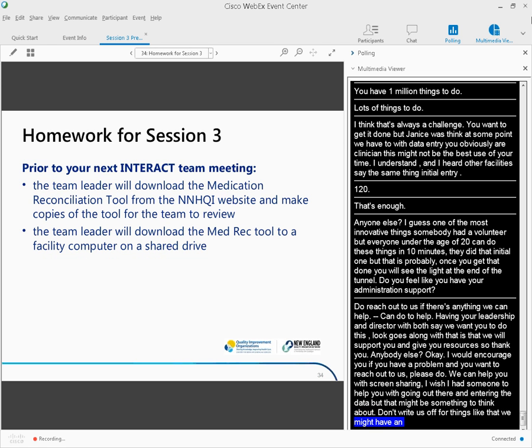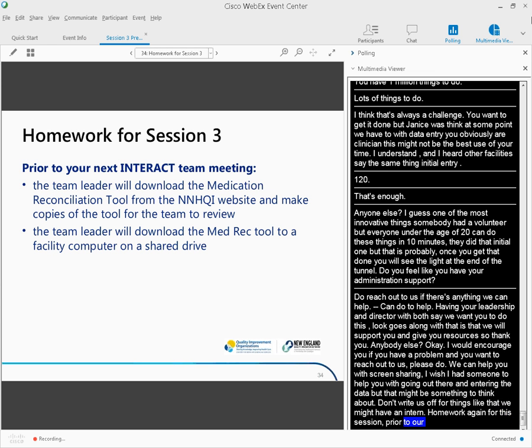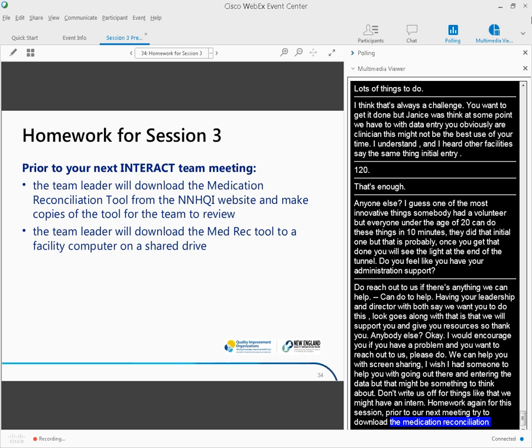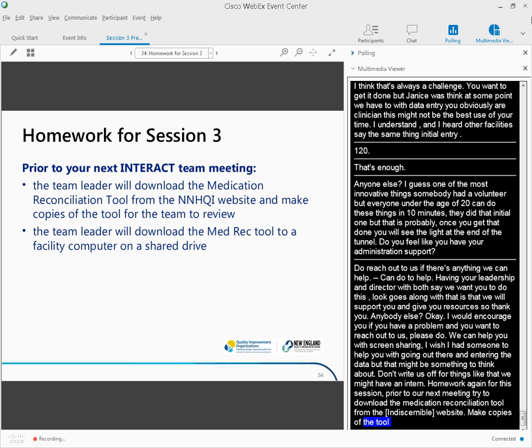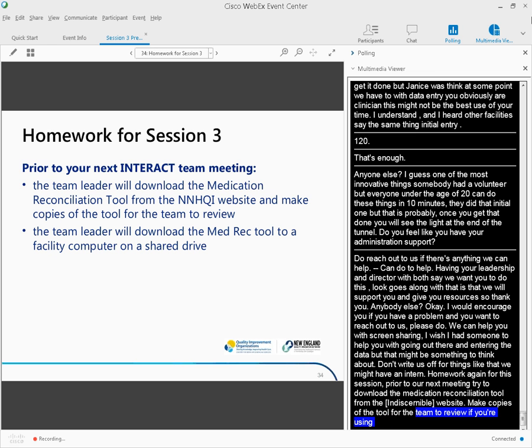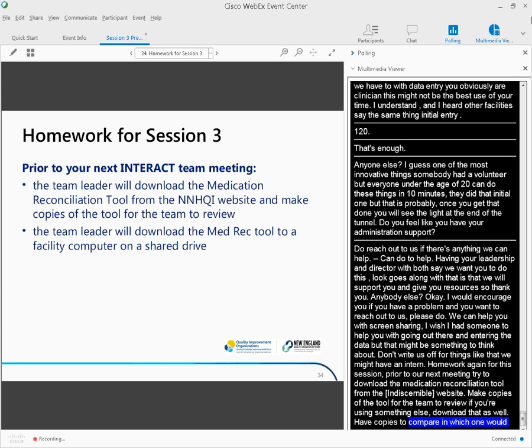So, homework again for this session. Prior to your next Interact team meeting, try to download the medication reconciliation tool from the NNHQI website. Make some copies of that tool for the team to review. If you're using something else, if you're using a different type of tool, maybe download that too and have copies to compare them. Which one would you prefer? And make sure that MedRec tool is on a facility computer on a shared drive for people to use.